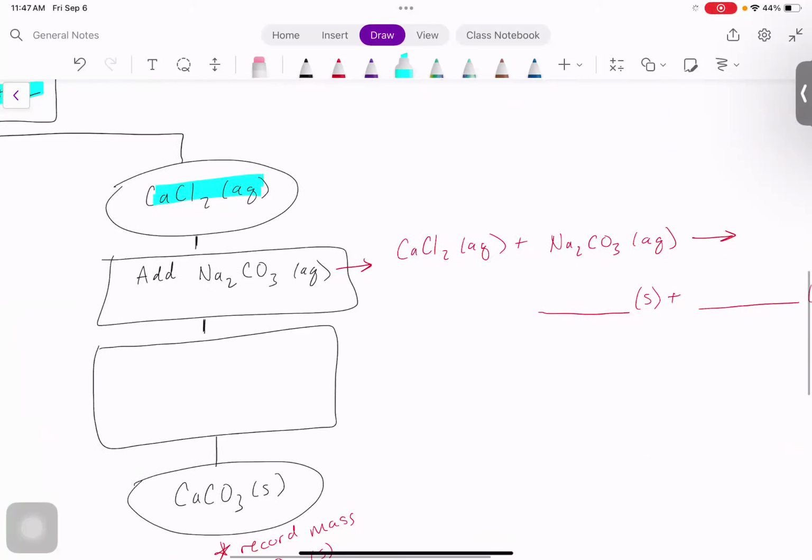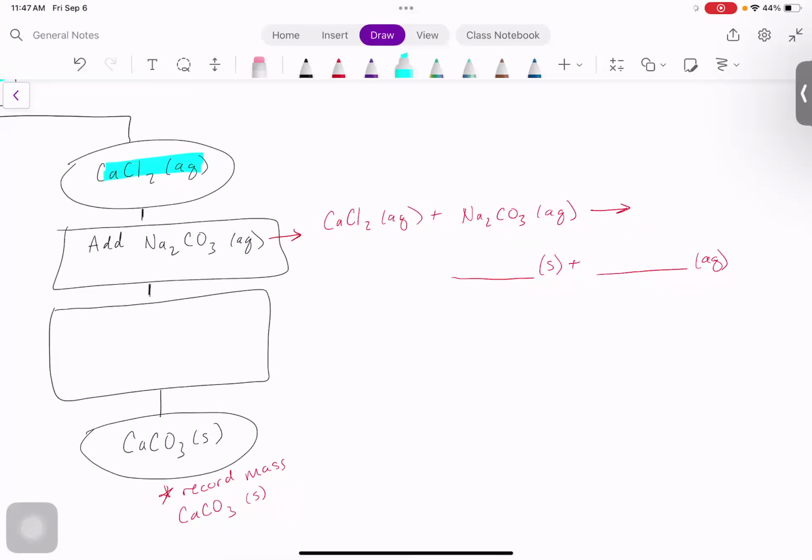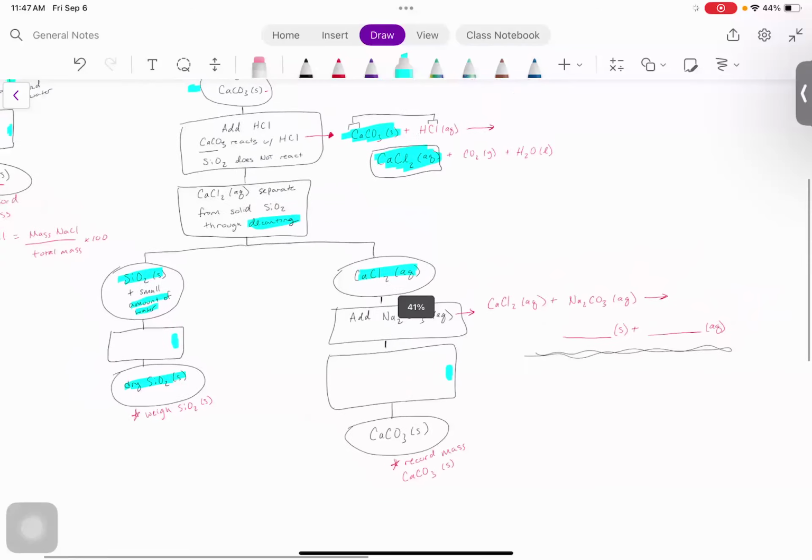So the calcium chloride that's aqueous, I've got to convert back into calcium carbonate. We do that by adding sodium carbonate. So again, that's a chemical reaction. You're going to want to look up what the products of this reaction are. And then after that chemical reaction, we're going to do some additional separation. Again, that's described in the procedure. And that will allow you to isolate the solid calcium carbonate. And you're going to record the mass of that solid calcium carbonate and use that to calculate your mass percent.